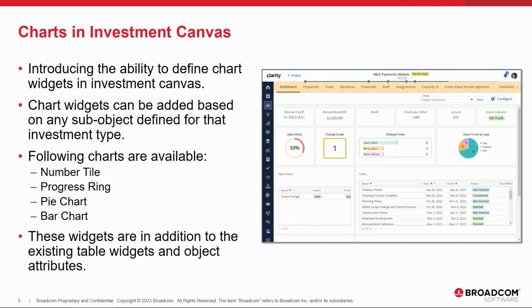So first, the charts in the investment canvas. We are introducing the ability to add charts to your investment canvas itself. The chart widgets can be added based on any sub-objects that have been defined for that investment type. There are 4 chart widgets available: the number tile, progress ring, pie chart, and bar chart. These widgets are in addition to the existing table widgets and object attributes that were available when we introduced the investment canvas itself.